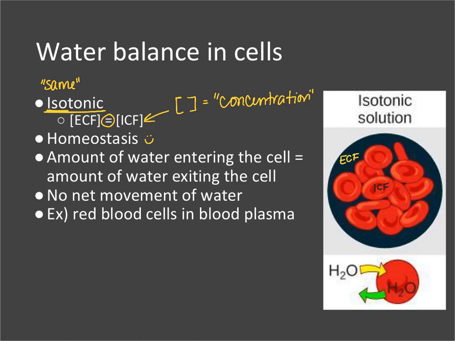Now, there's still going to be some movement of water in and out of the cell, but we have a one-for-one exchange of essentially one molecule of water enters the cell for every molecule of water that exits the cell. So we say that there's no net movement of water, because that means that we're not increasing or decreasing the amount of water in the cell, but the amount of water in the cell is staying the same.